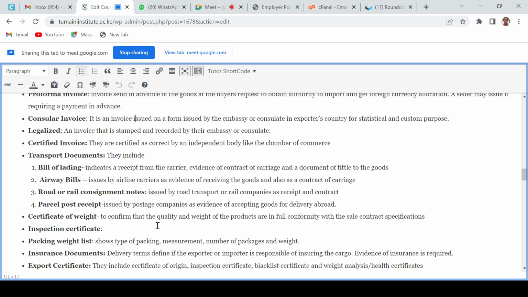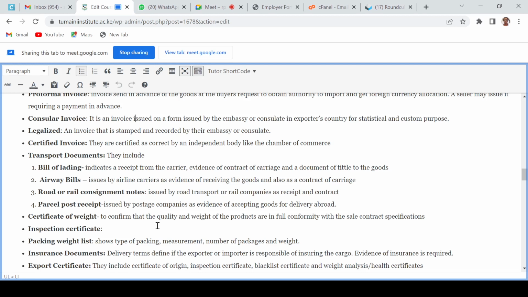So the same thing happens with the export market when you're doing export. So there is the bill of lading. Once you hand the goods to the carrier, they will give you a receipt as evidence that you have contracted them and you have given them the goods and the goods are in their hands. So, bill of lading.